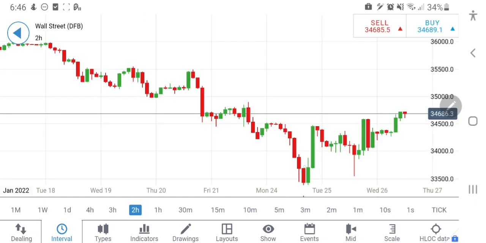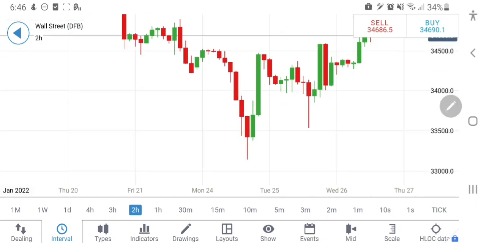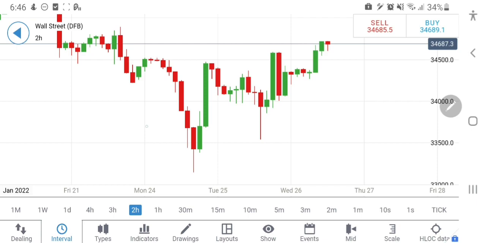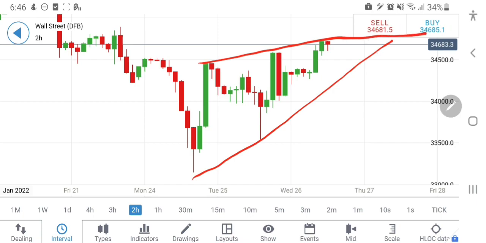Now this is on the 3-hour charts. Let's have a look at the 2-hour charts. On the 2-hour charts, awaiting a breakout, that is what we can see on all the charts here, that probably it is trying to give a breakout. The ultimate support for the day is at around 34,300. Once it breaks, we may see a good fall.